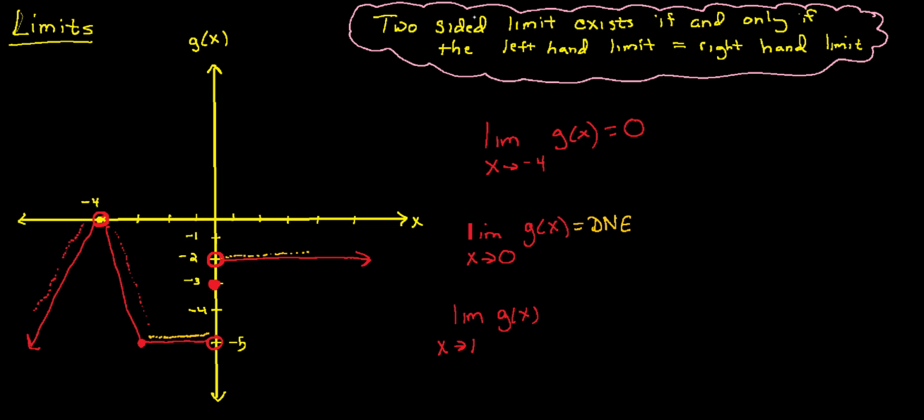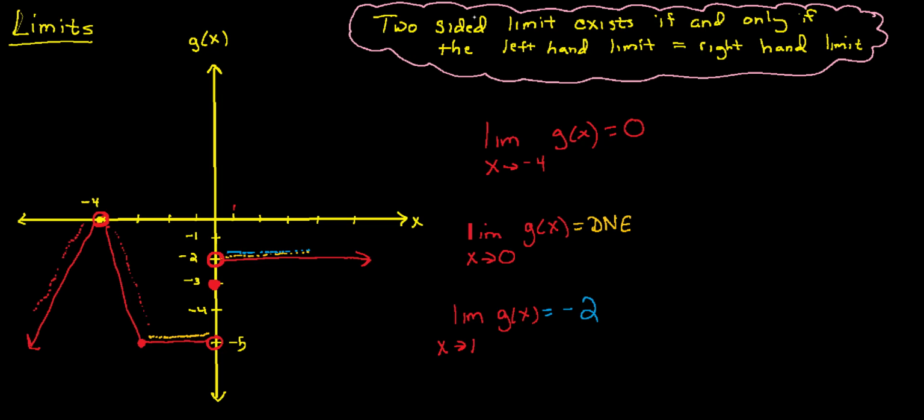So let's see, here is the value 1 on my graph. So I'm going to come in from the left as x approaches 1. Looks like my y coordinate is a -2. Similarly, if I come in from the right, my y coordinate is -2. The left and the right are equal. My two-sided limit exists.